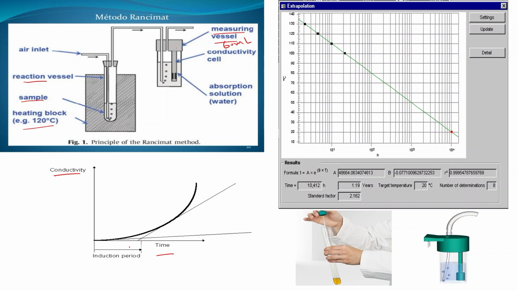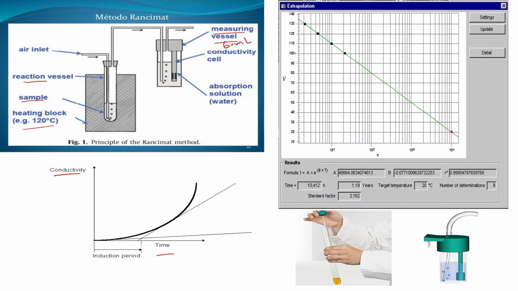So the induction period is the period during which all the antioxidants present in the system get consumed and the oxidation just starts. It is the period at which the conductivity of the deionized water in the measuring vessel shoots up. That is known as the induction period. So at different temperatures we will be determining the induction period.